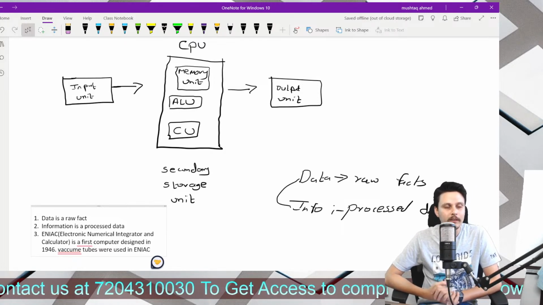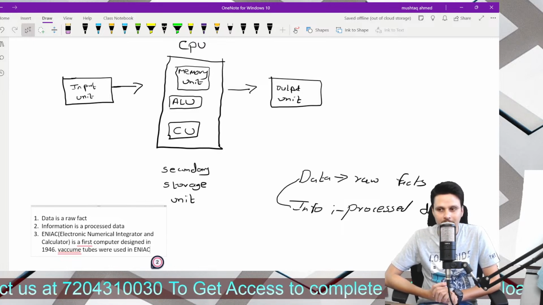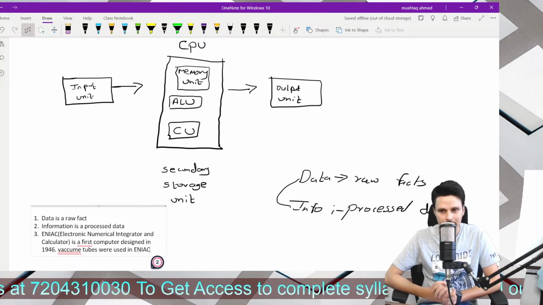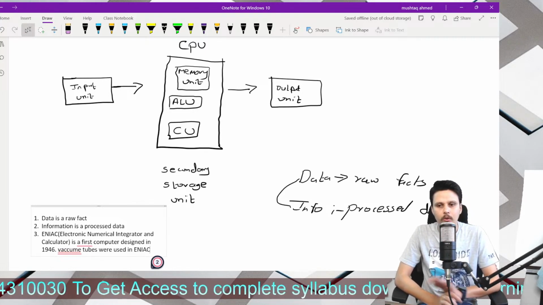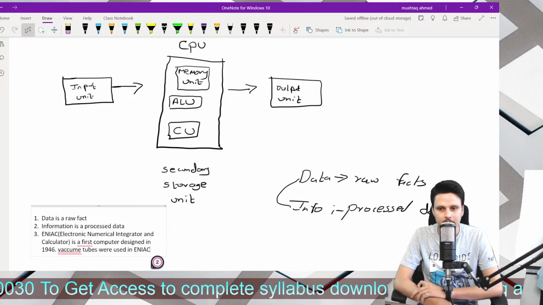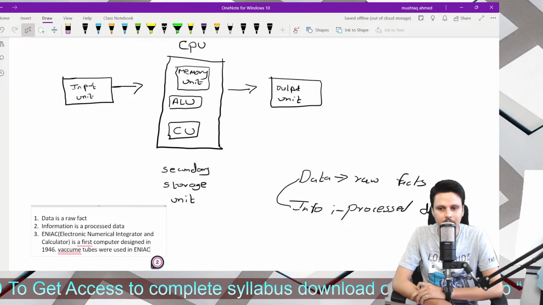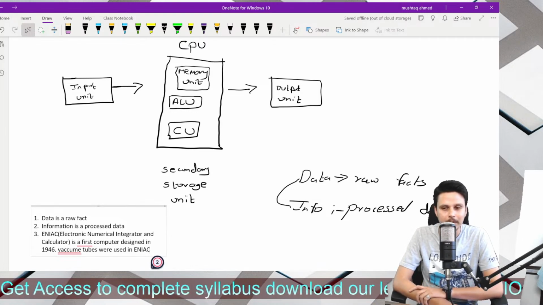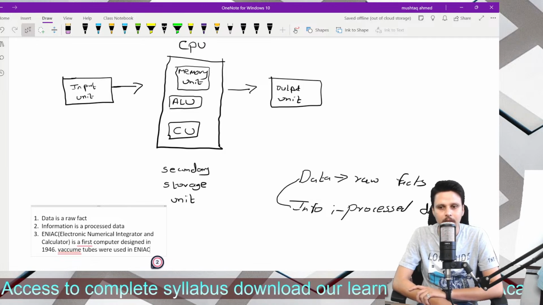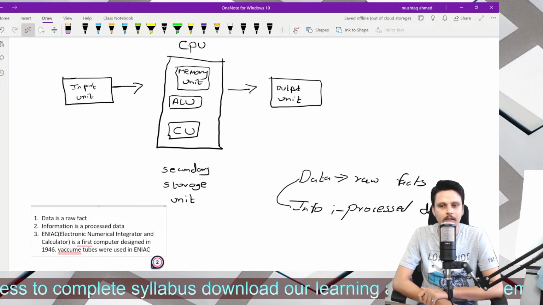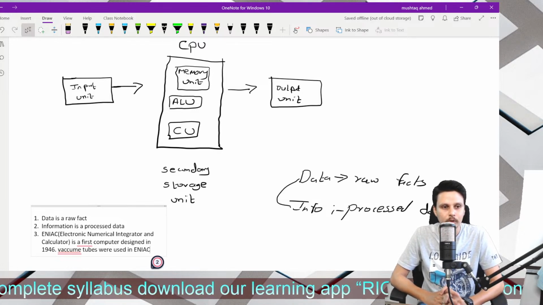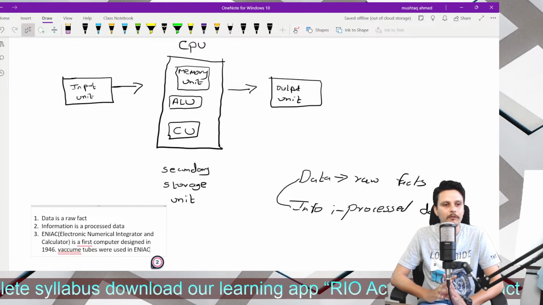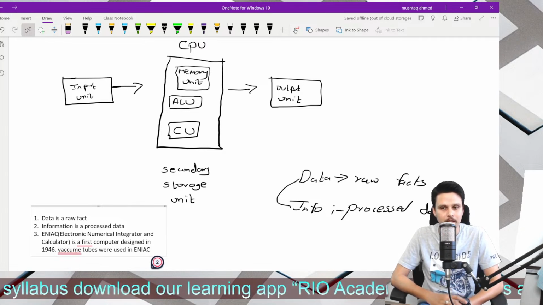There are a total of 5 generations. I'll explain the rest of them in the next class. Today, there were only 3 concepts, so let me revise all 3 points. Data means raw facts. There is no processing in the data. If you process something from the data, it becomes information.